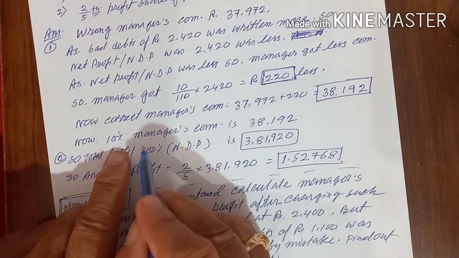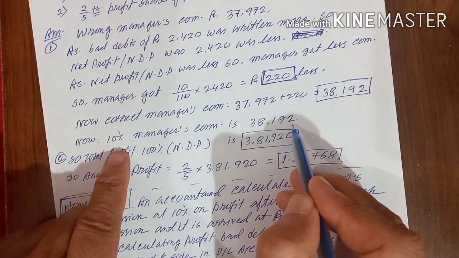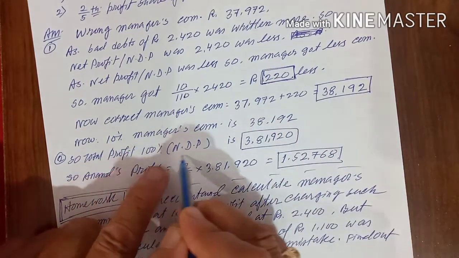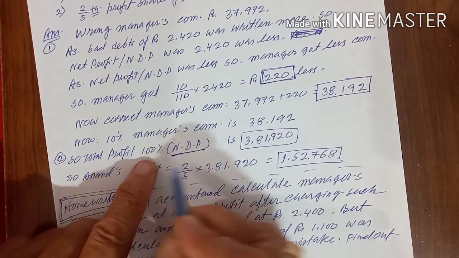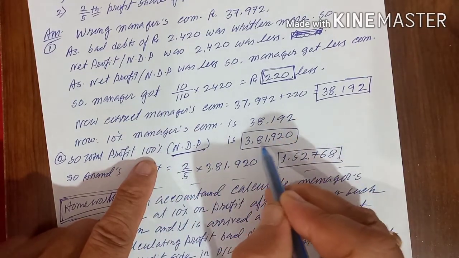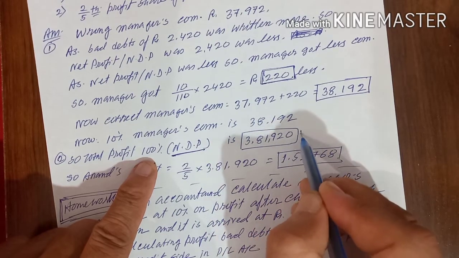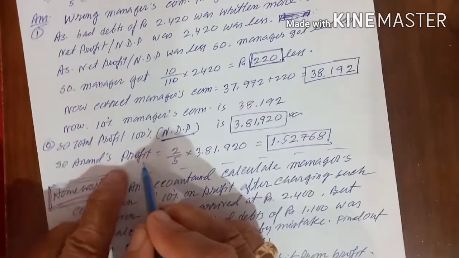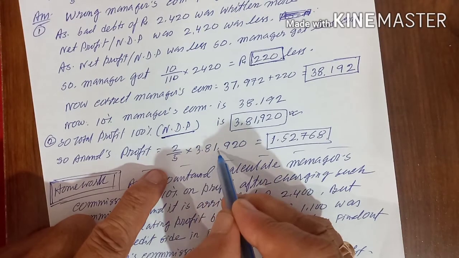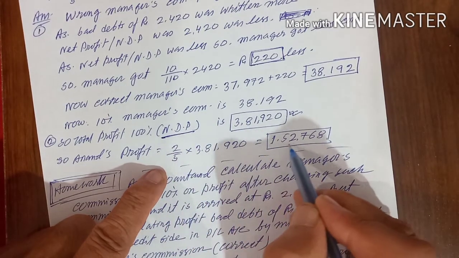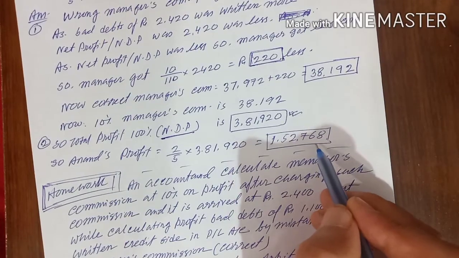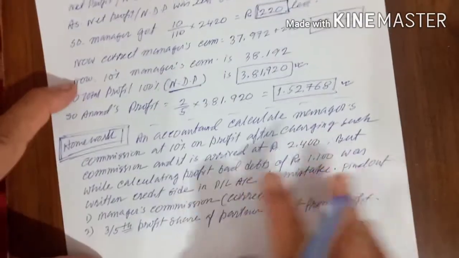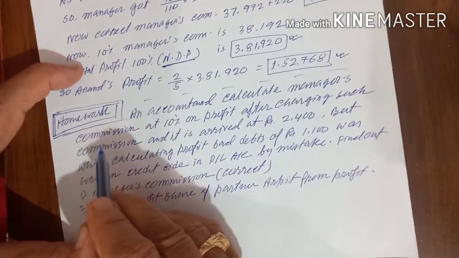Now 10% commission is 38,192. This is 10%. So 100% means NDP, that all of you know. So 100% is 10 times more, that is 3,81,920. That is your actual NDP. And once you get the NDP, Anand's profit you will get as 2 by 5 of 3,81,920, which comes to 1,52,768. That is Anand's profit. I think you understood. Similar to that, I have given you one homework.